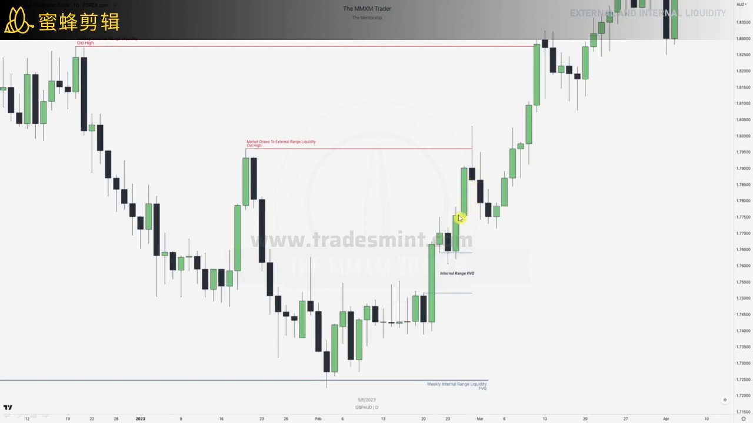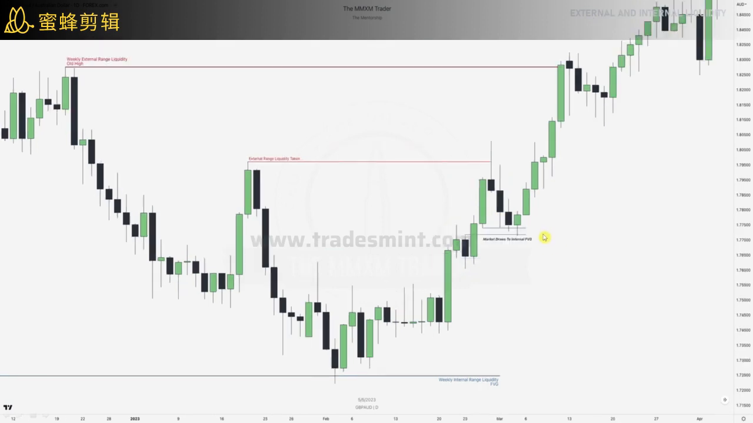Right? This has something to do with premium and discount. Obviously, if you take this range high to this range low to this range high, this fair value gap is in premium. So it's more likely it will draw into this discount fair value gap, right? So keep that one in mind. Market draws to that internal fair value gap in discount, right? Of this range, swing low to swing high.